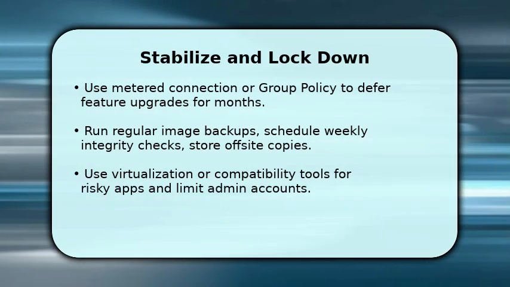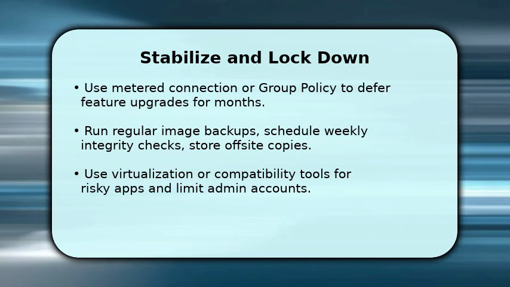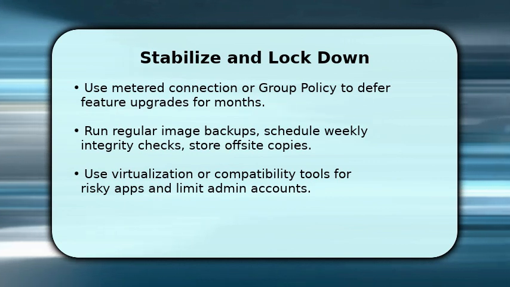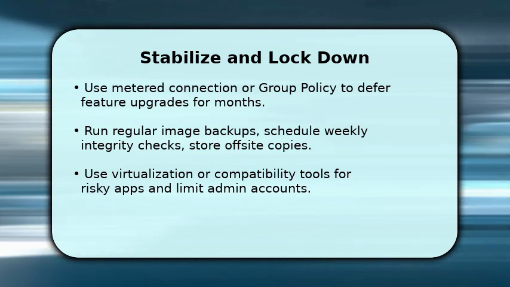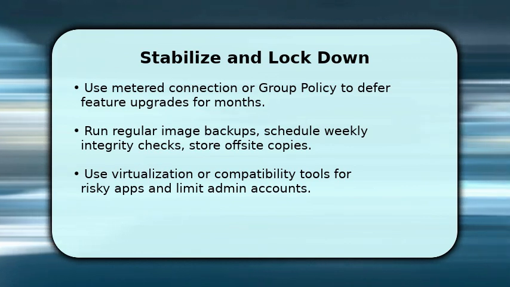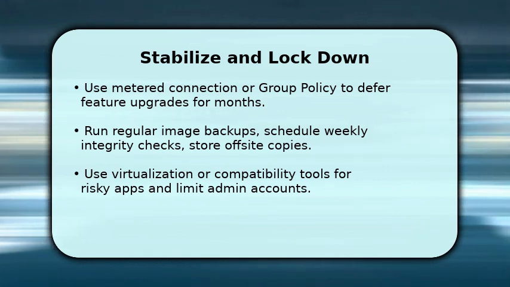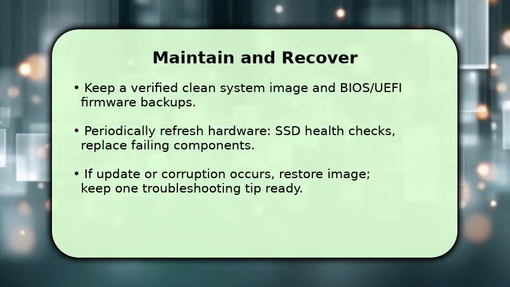Now you stabilize. Set Windows Update to a metered connection or use local group policy to defer feature upgrades and avoid disruptive updates. Make incremental disk images weekly and verify checksums. Also store an image offsite or in cloud storage. Run antivirus scans and limit daily work to a standard user account so infections are less likely. Once done, use a virtual machine for legacy or risky applications so your main system remains pristine and rollback is trivial. Finish by locking in maintenance routines.